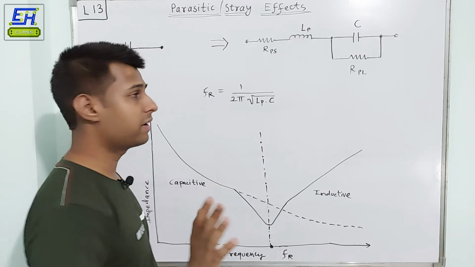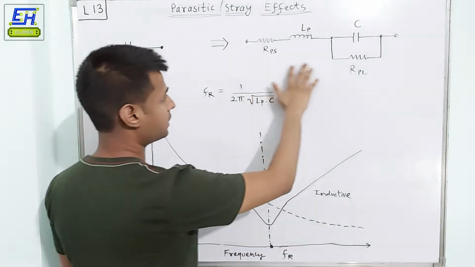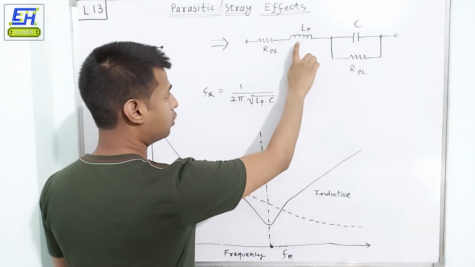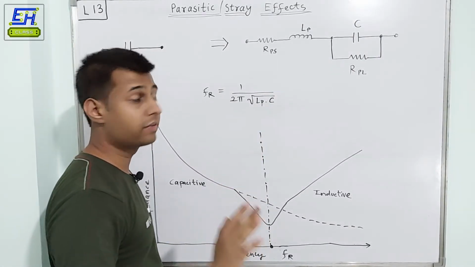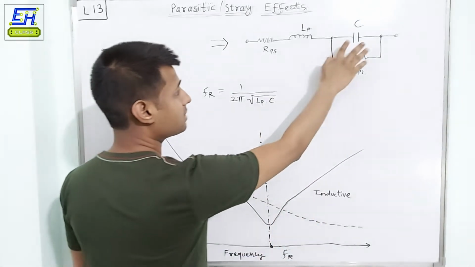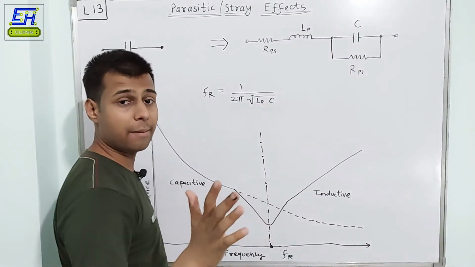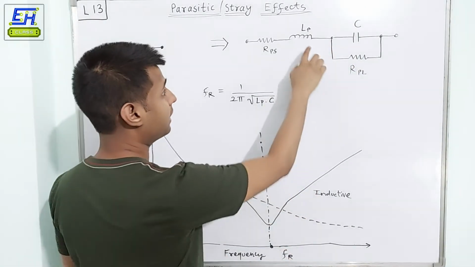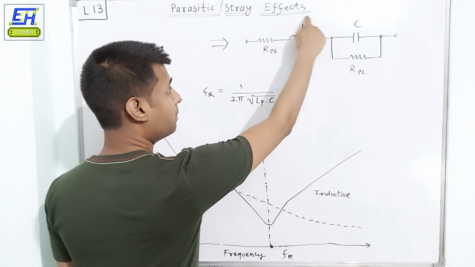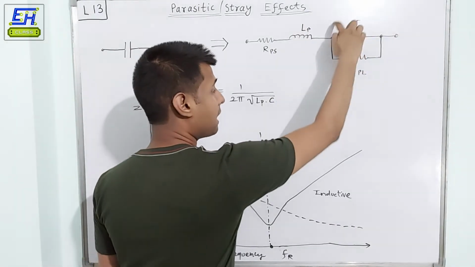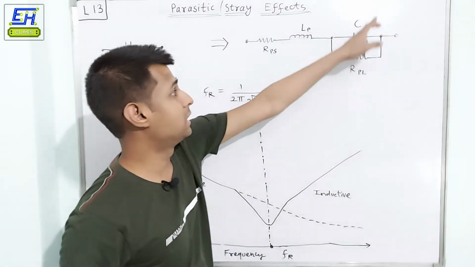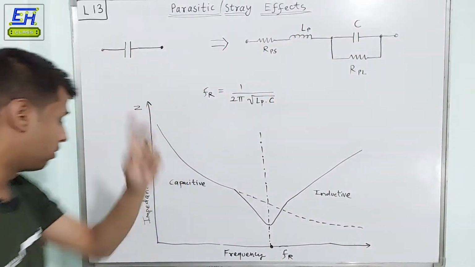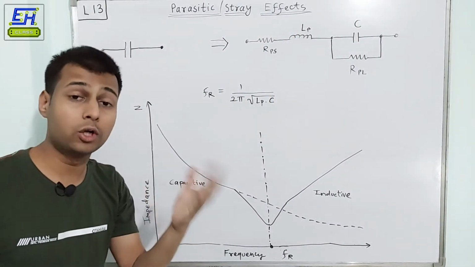So let's start our analysis. If we provide a low frequency signal to the circuit, what will happen? At low frequency, this inductor will impart a very small inductive reactance in the circuit, whereas the capacitor will impart the highest capacitive reactance. That's why this inductive reactance will be negligible compared to the capacitive reactance, and at low frequencies the capacitive effect will dominate.